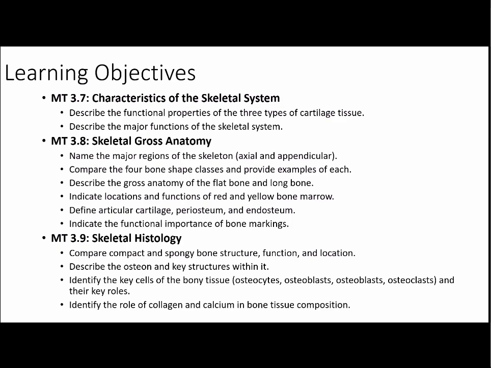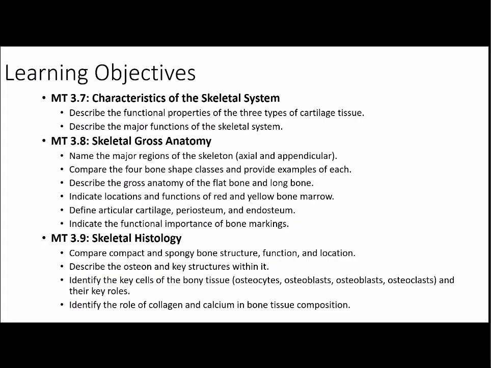They're still relevant in the skeletal system, even when we're discussing bone. Then you'll need to be able to describe the major functions of the skeletal system. We'll move on to the gross anatomy, and you'll need to be able to name the major regions of the skeleton, so the axial and appendicular skeleton, and compare the 4 bone shape classes and provide examples of each.